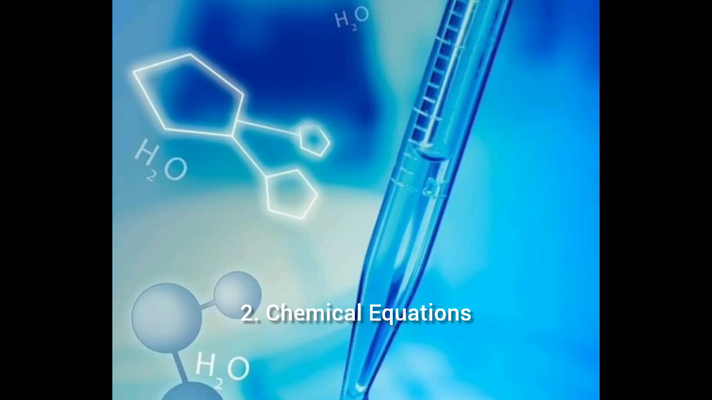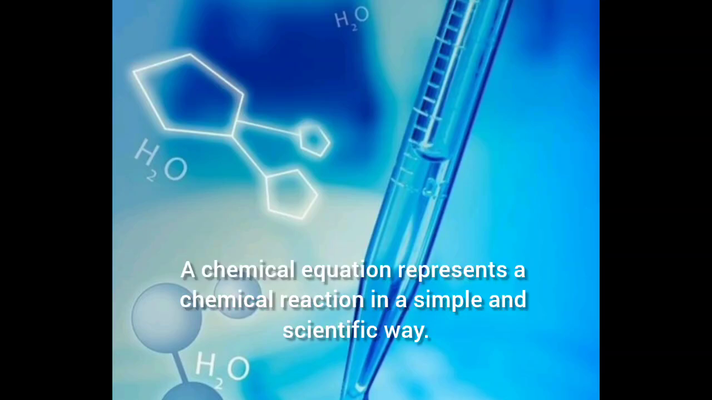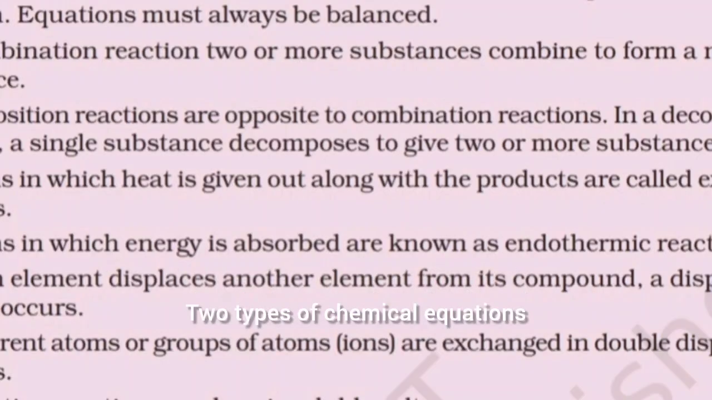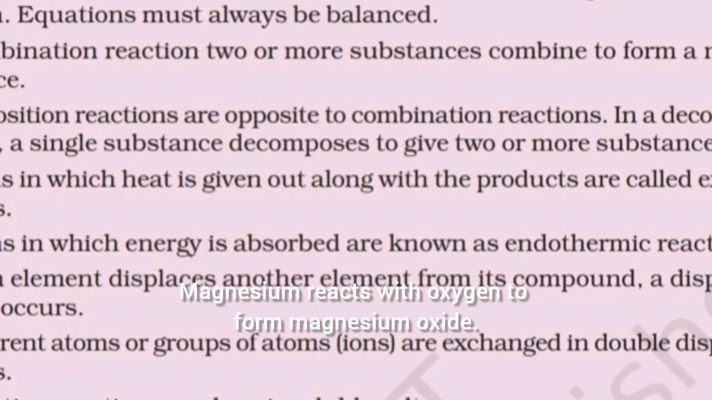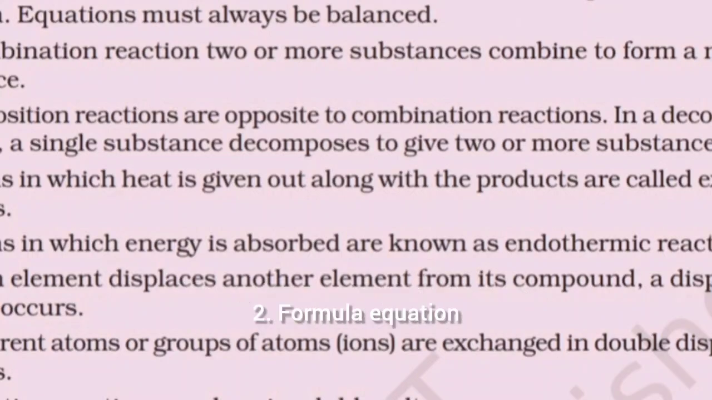2. Chemical equations. A chemical equation represents a chemical reaction in a simple and scientific way. Two types of chemical equations. 1. Word equation. For example, magnesium reacts with oxygen to form magnesium oxide. 2. Formula equation. Same reaction written with formulas: Mg plus O2 gives MgO.